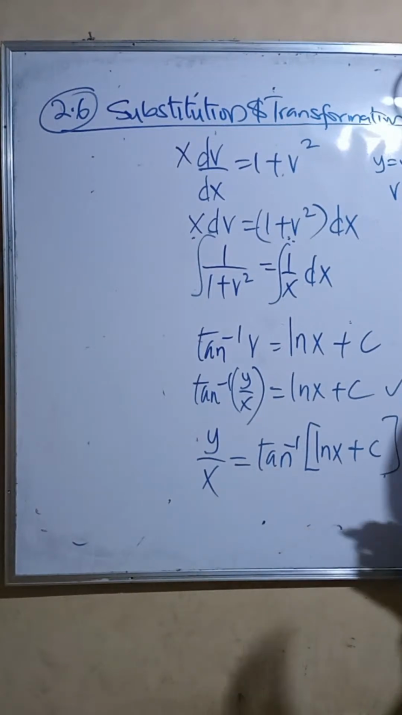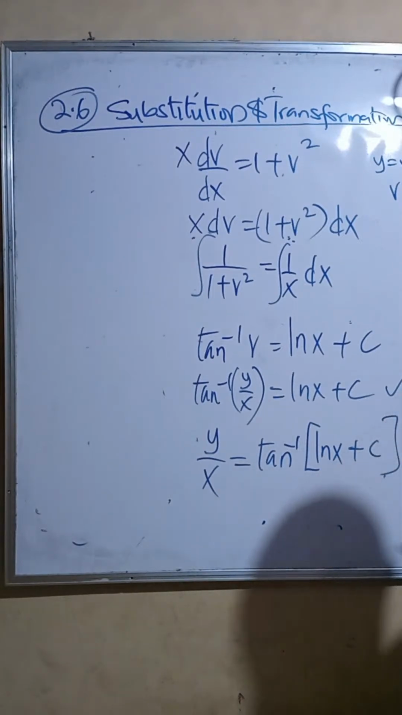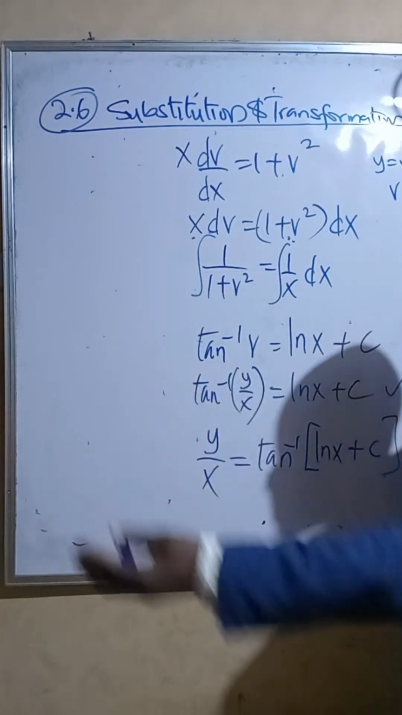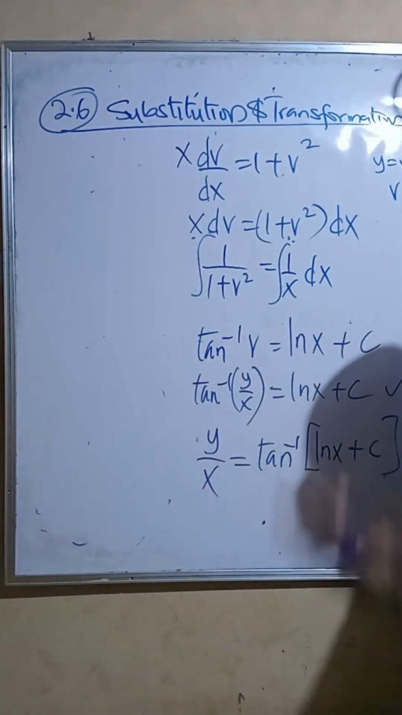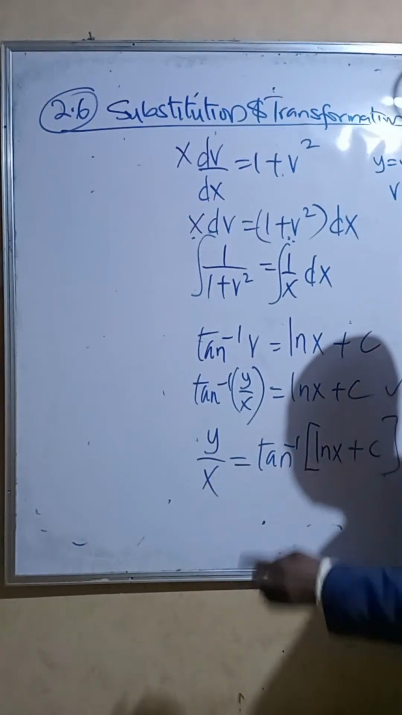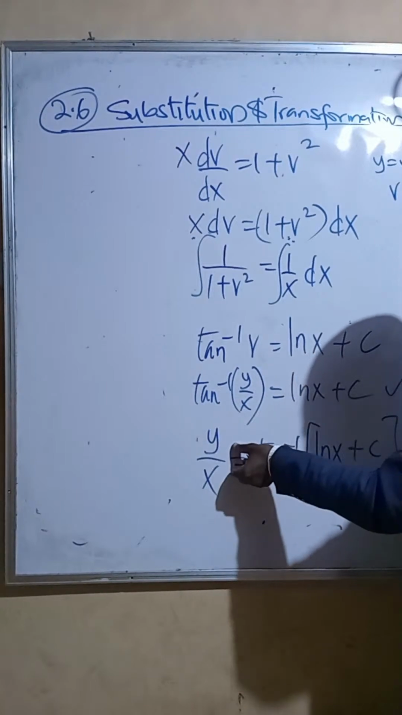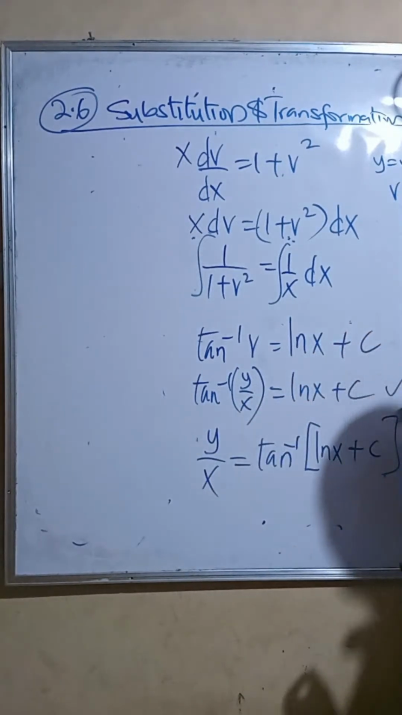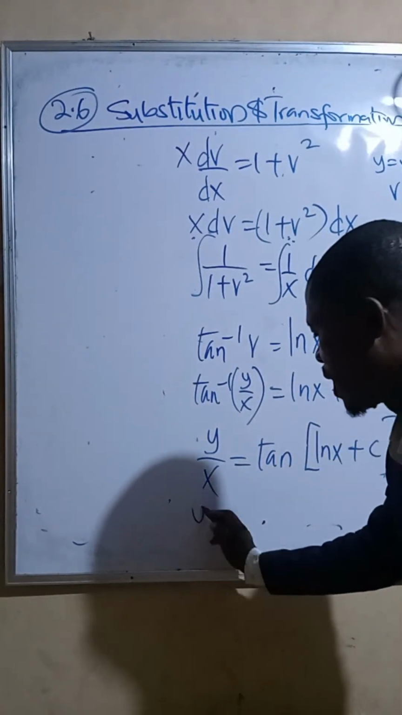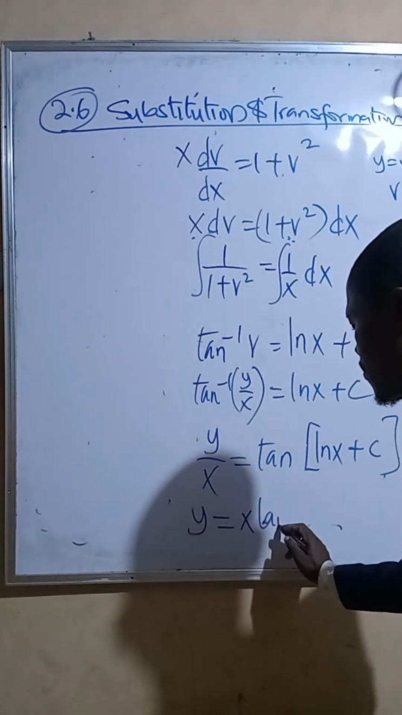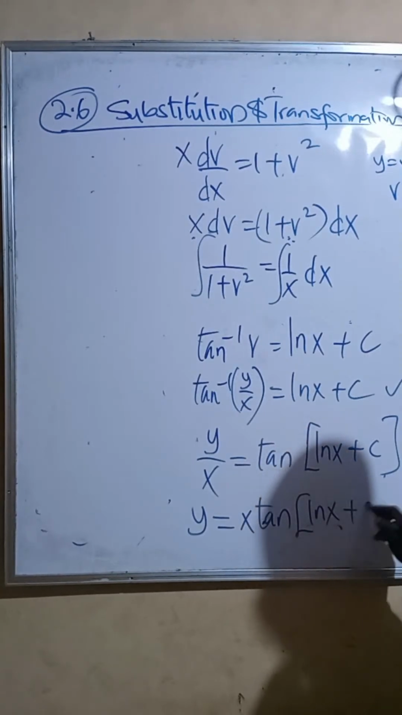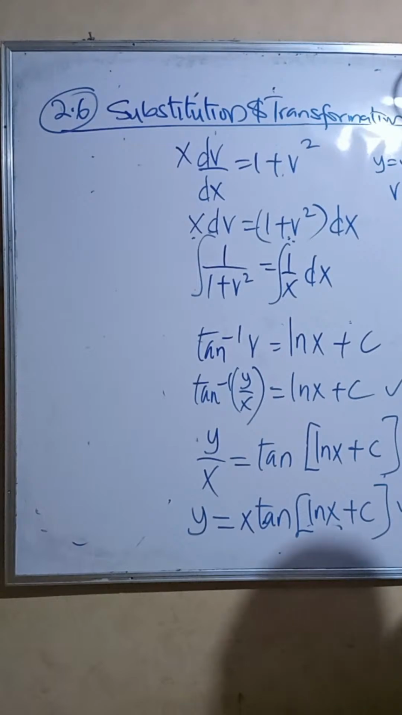What am I saying? You take the tan of both sides. For you to negate arctan, you take the tangent of both sides of the equation. Take tan of this one, it's going to give you the function inside, and this will be tan of this function. The next thing to do now is to make y the subject, and that will be x tan of the function. So that's that on this question.